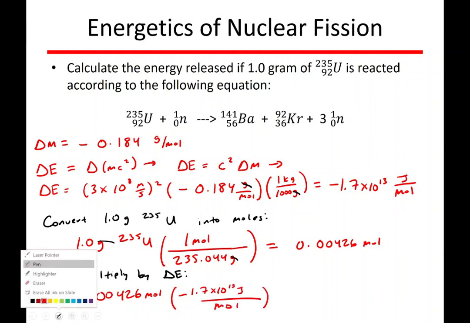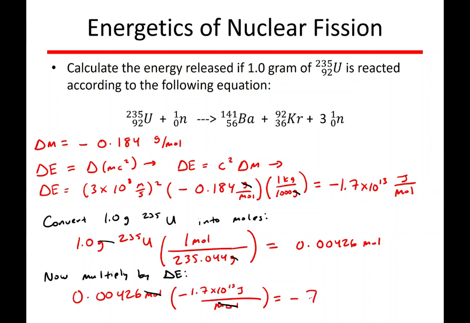That allows us to cancel out the units of moles and find what amount of energy is being released when you react 1 gram of uranium-235. And it comes out to negative 7.1 times 10 to the 10th joules. So you release 7.1 times 10 to the 10th joules of energy for every gram of uranium-235 that reacts. That is, again, a tremendous amount of energy.